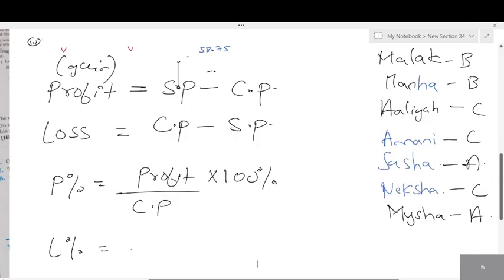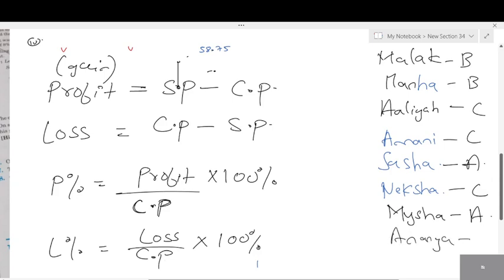Fine. Loss percent. Whether it is profit or loss percent, we always take the denominator as cost price, students. Is this clear? Cost price into 100. For loss, what should I take? For loss, I should take loss divided by cost price.